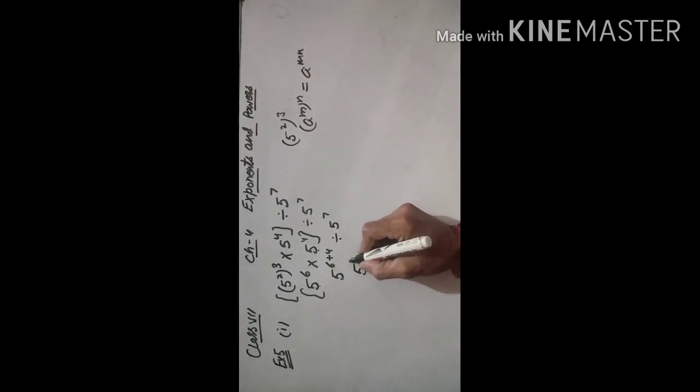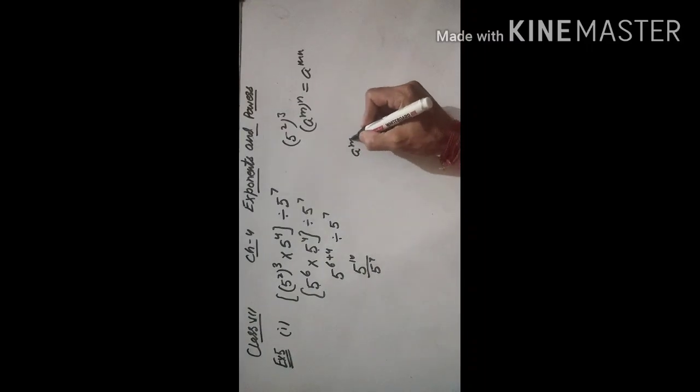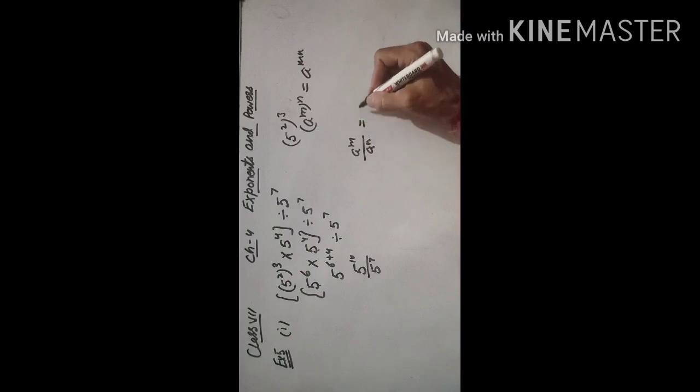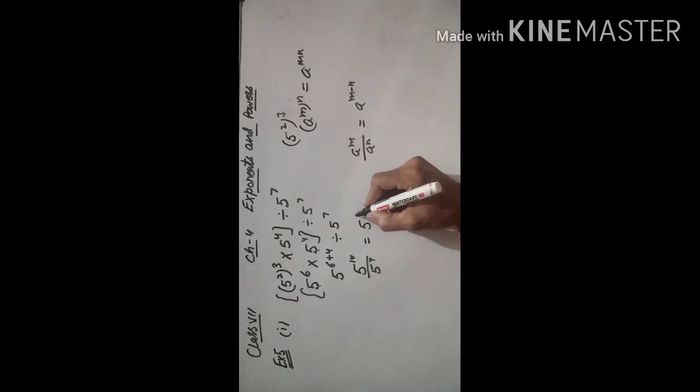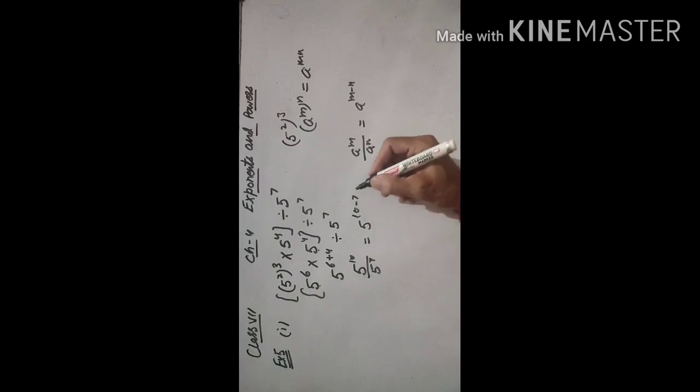Now it becomes 5 to the power 10 upon 5 to the power 7. So a to the power m upon a to the power n is equal to a to the power m minus n. That is 5 to the power 10 minus 7, which is equal to 5 to the power 3.